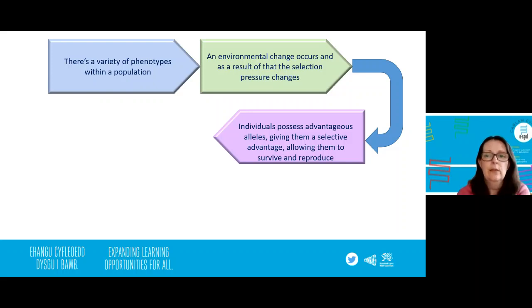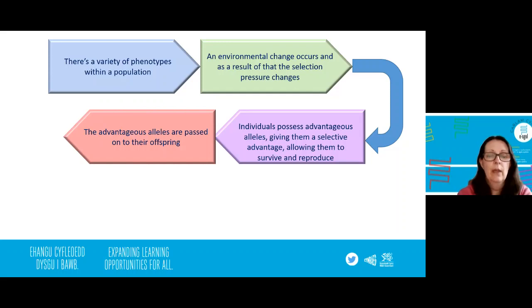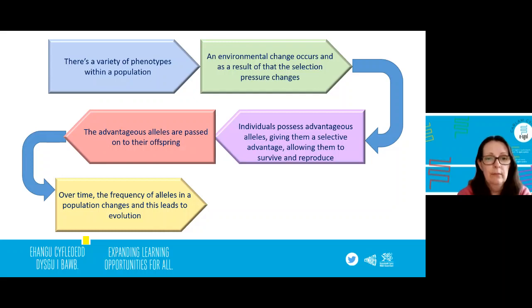So here we see that those individuals that have the advantageous alleles that give them a selective advantage are able to survive and reproduce. So those animals that can eat a different variety of food and digest it and gain nutrition from that will be able to survive and reproduce because they have a selective advantage over the other organisms. So then those organisms that do have the survival advantage are able to reproduce. As they reproduce, they pass on those advantageous alleles onto their offspring. And then over time, the frequency of alleles in the population changes. So where they were previously, we now have a higher frequency of the altered alleles, and that enables evolution to take place.